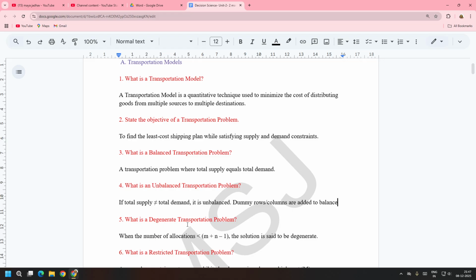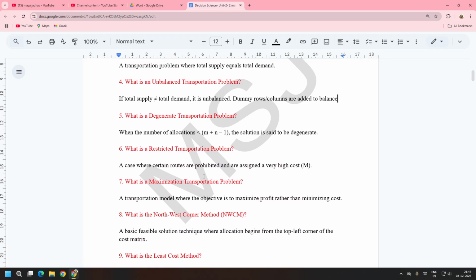What is degenerate transportation problem? When the number of allocations is less than m plus n minus 1, the solution is said to be degenerate. What is a restricted transportation problem? A case where certain routes are prohibited and are assigned a very high cost M.